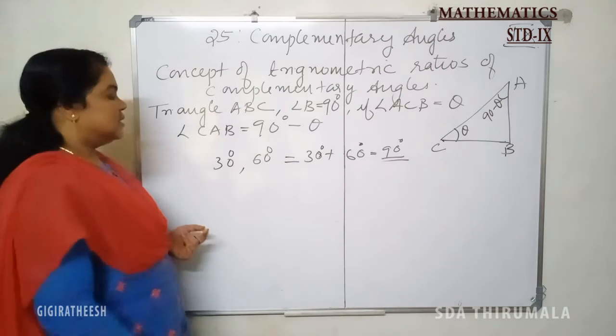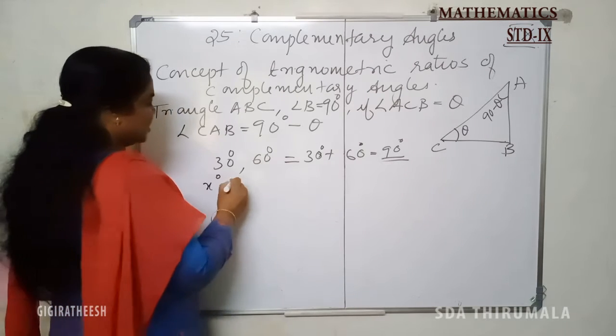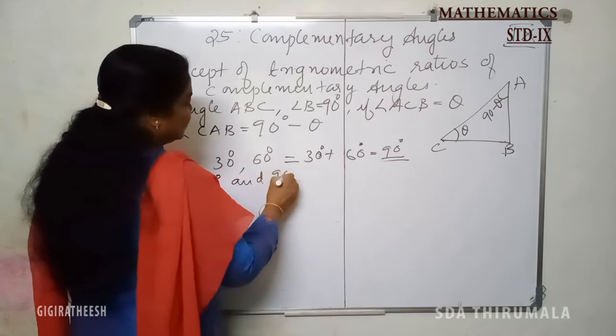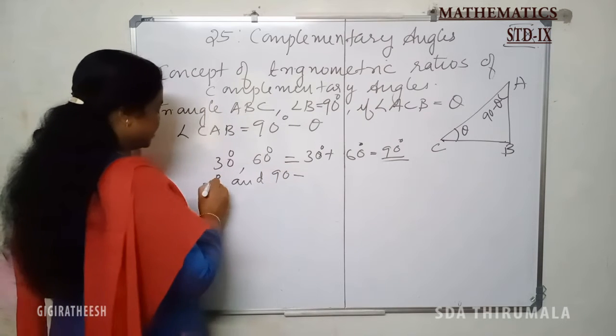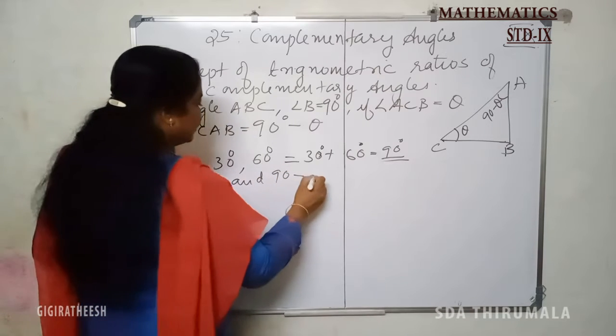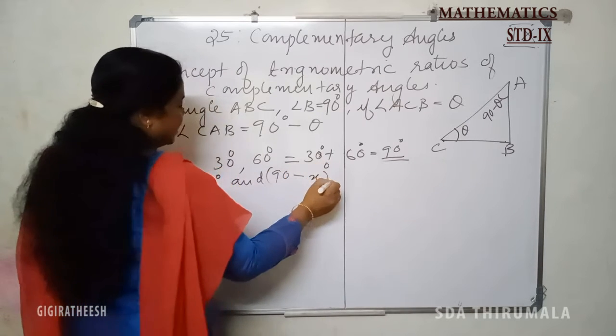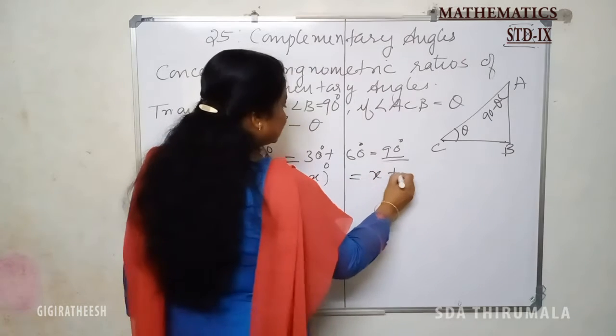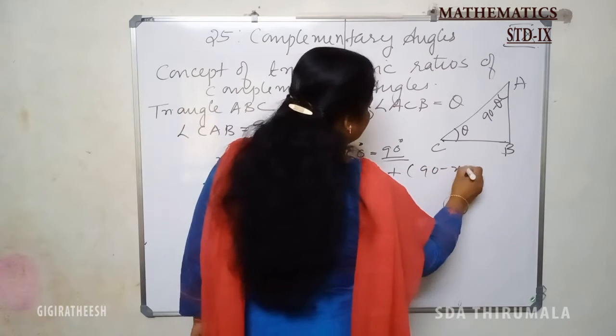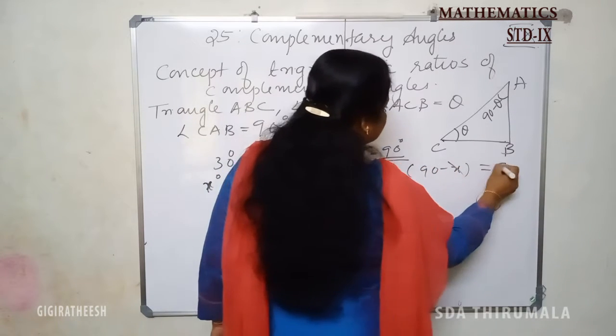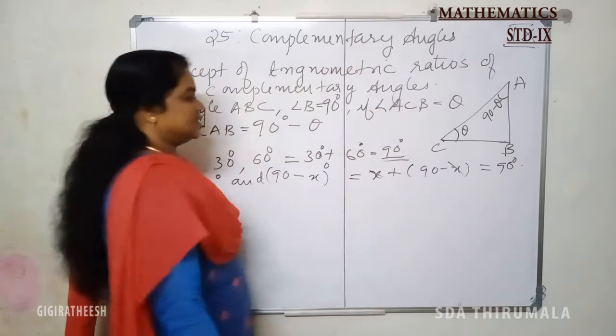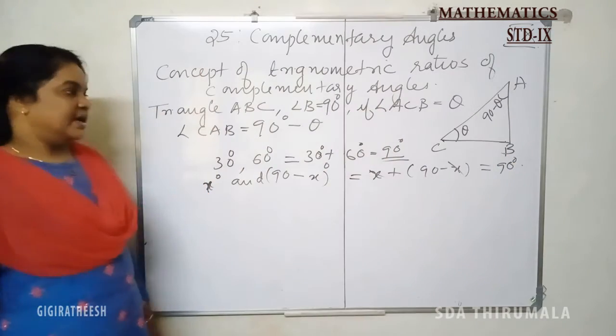And of course, if we take x degrees and 90 minus x degrees, the sum of these is x plus 90 minus x, cancelling the x, equals 90 degrees. Okay, these are complementary angles.